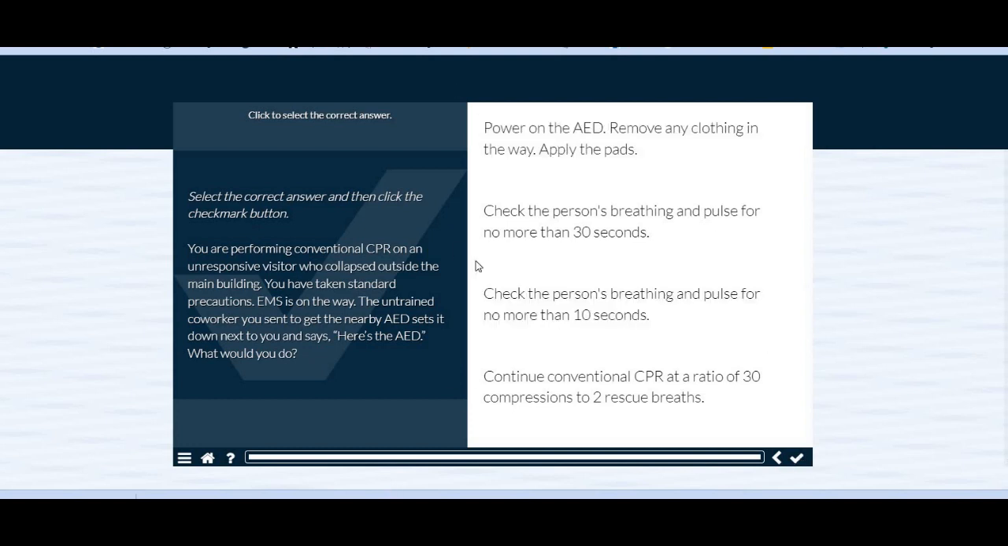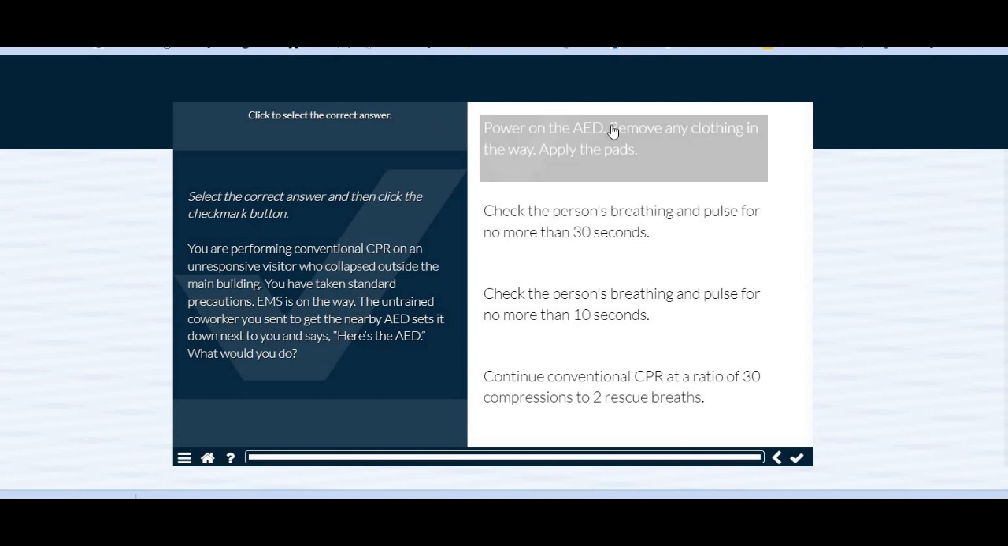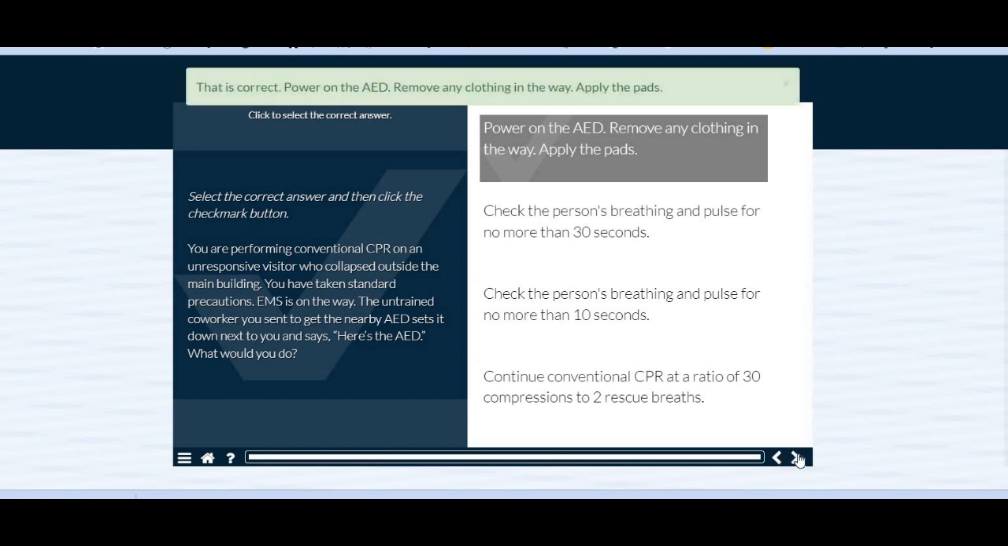Okay, you were performing conventional CPR on an unresponsive visitor who collapsed outside the main building. You have taken standard precautions, EMS is on their way. The untrained coworker you sent to get the AED sets it down and says, "Here's the AED. What do you do?" I feel like I already had this question. Wasn't it just power on the AED? Yeah.